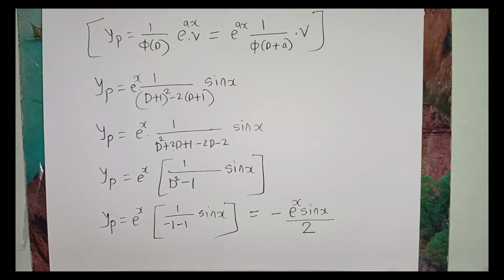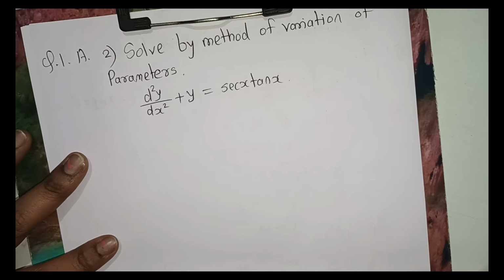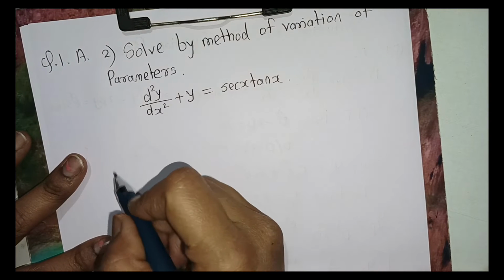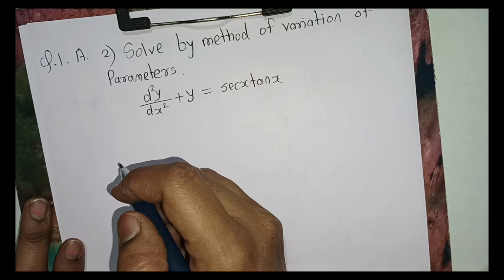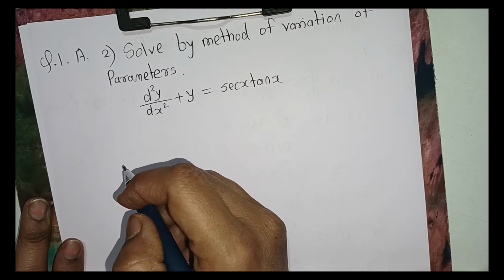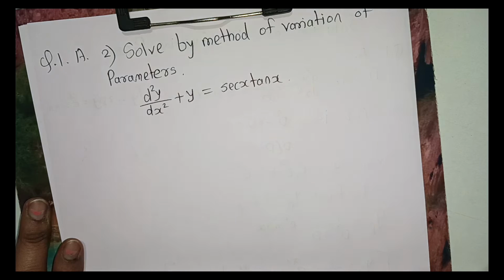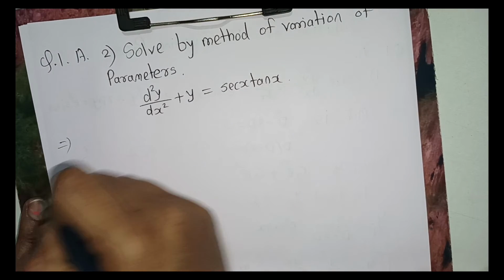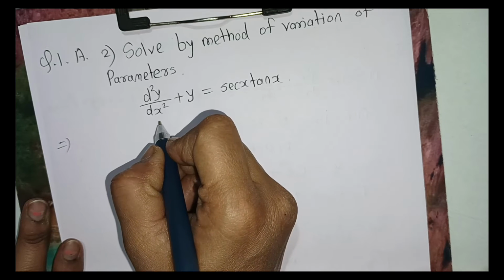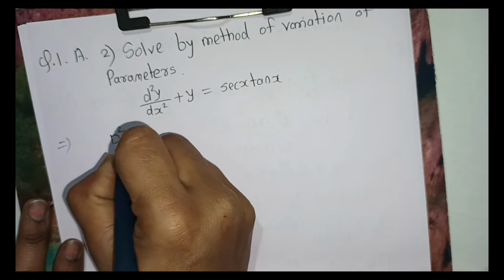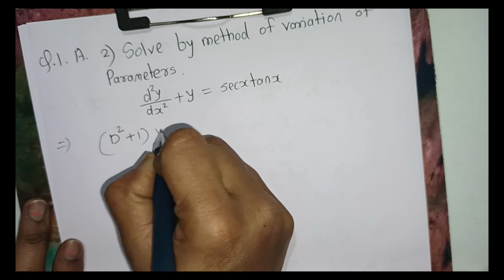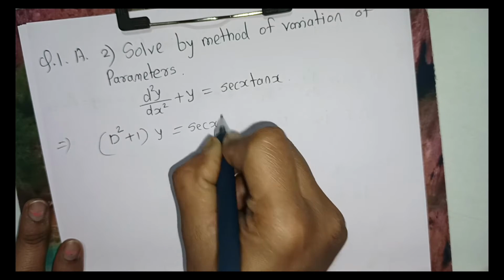Now question number 2. This is a problem of the method of variation of parameters. This method is compulsory; you have to solve it in the INSEM. One compulsory question will be there, and two questions will be there on the method of variation of parameters. Here we have to find yc first. Rewrite the differential equation in terms of capital D: (D² + 1) operating on y equals sec x tan x.